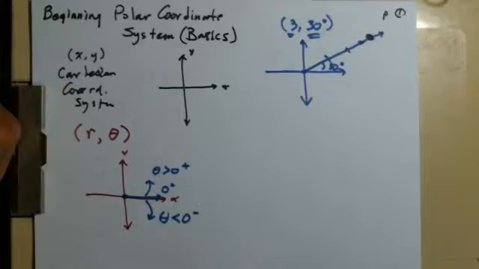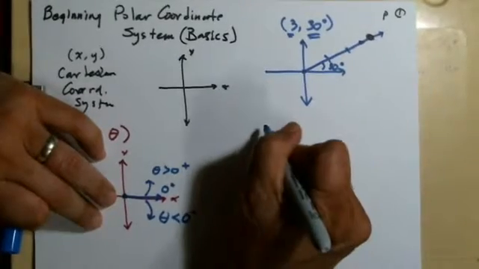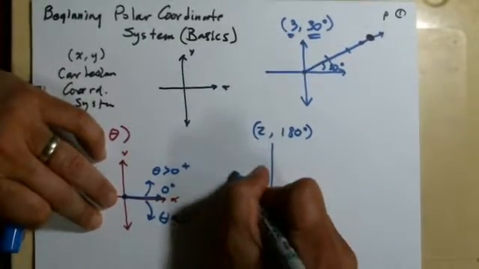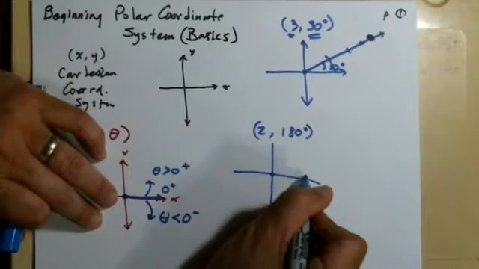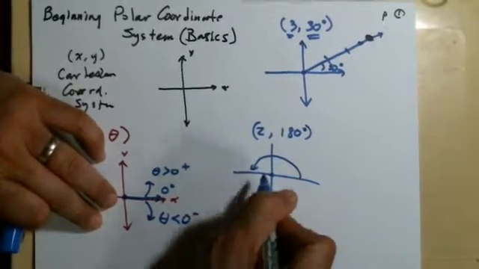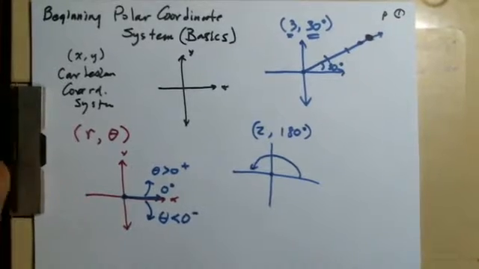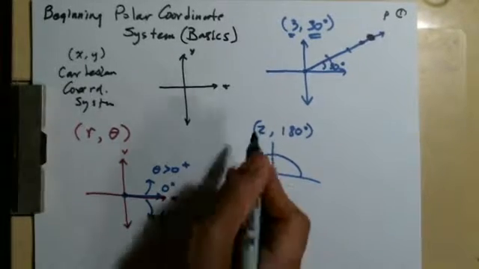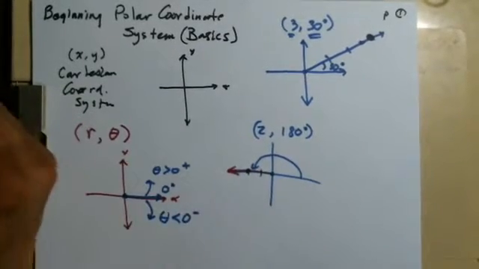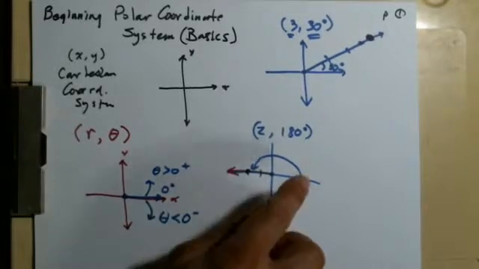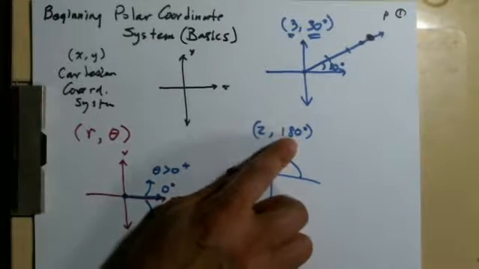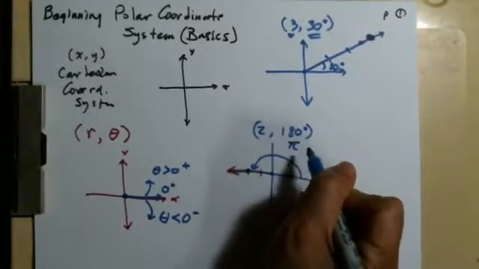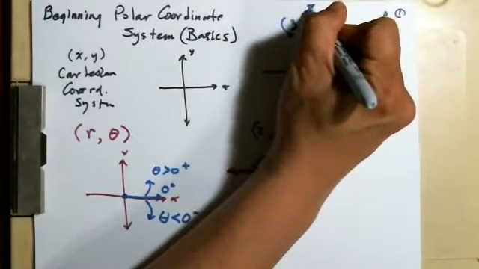Let's do another one. Let's try 2, 180 degrees. 180 degrees from here is this way. So the ray would be something like this. It's going in this direction. And the point is a radius of 2. And there it is right there. Let's do something with a negative angle. This can be converted into radians as well. We know that 180 degrees is pi radians. We know that 30 degrees is pi over 6 radians.